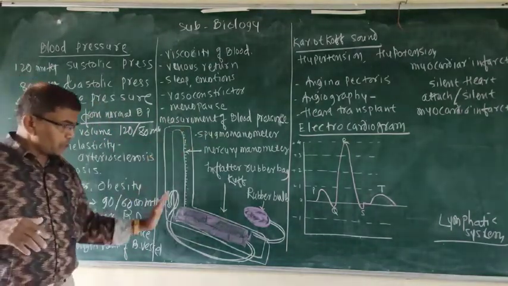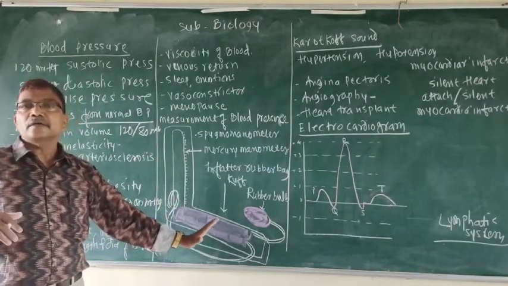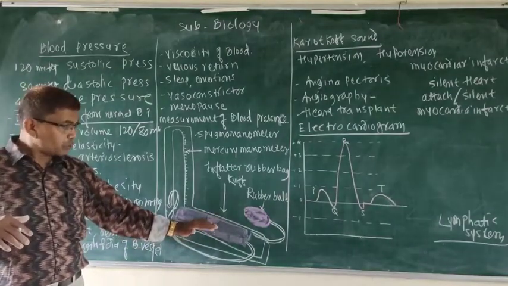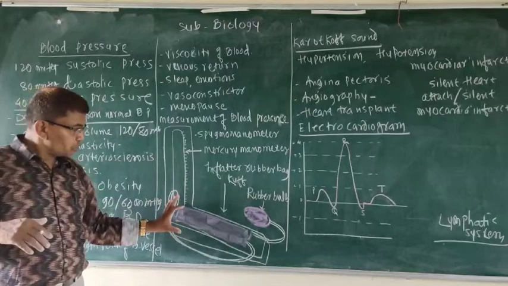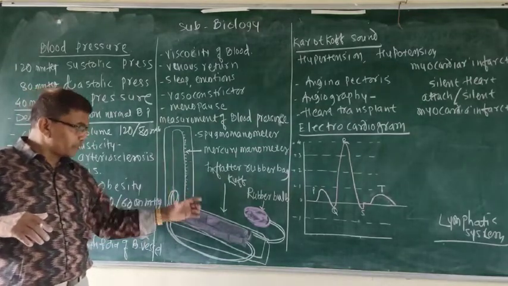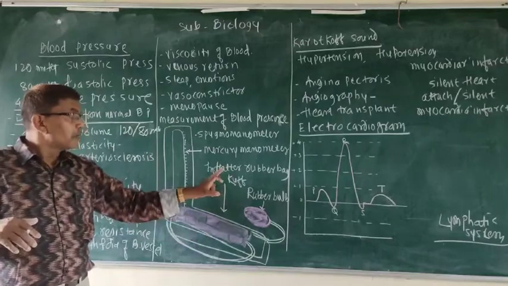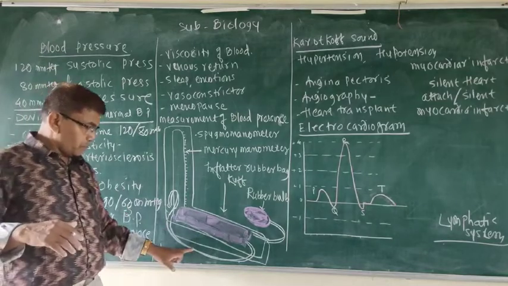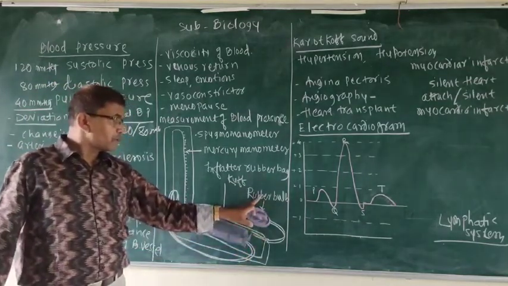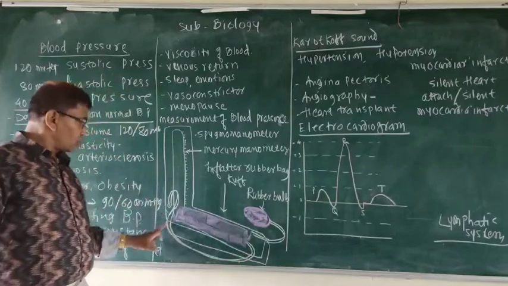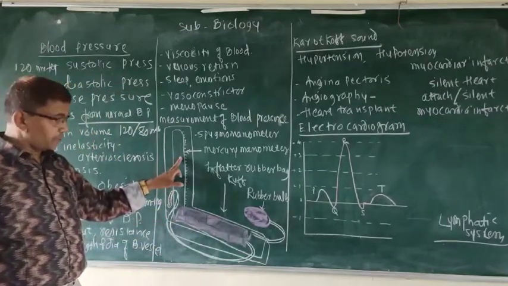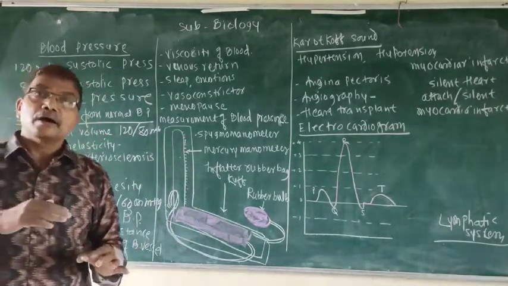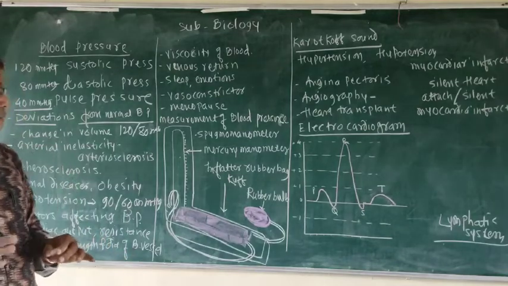This sphygmomanometer we normally see in the hospitals, in the doctor's chamber, and it consists of two parts. One is the mercury manometer and another is the inflated rubber bag. This bag has two pipes. One ends with the rubber bulb, and the other pipe connects to the mercury manometer. The sphygmomanometer measures blood pressure by what is called the indirect method.